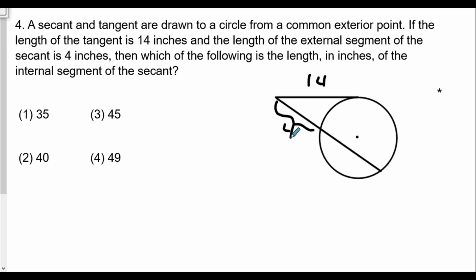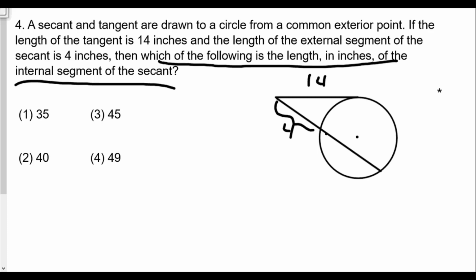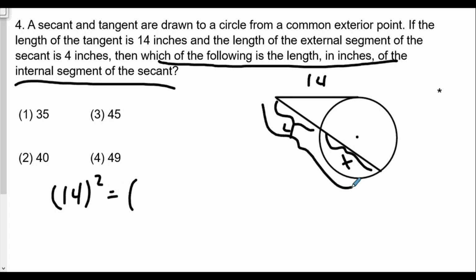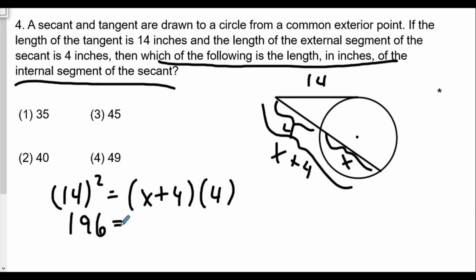Now, it says here, which of the following is the length in inches of the internal segment? So looking for this piece here, I'll call x. Well, in this case, the tangent squared is equal to the whole secant, which is x plus 4, not 4x. Please remember we're adding the segments. x plus 4 times the external segment, which is 4. So now 14 squared, well, that's 196, I believe, is equal to 4x plus 4.